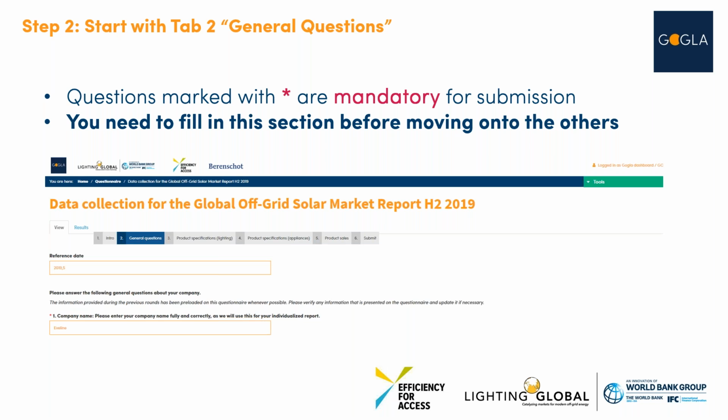So these general questions marked with an asterisk are the ones that are mandatory. You will need to have these completed before you can move on to another section. So here at the top, once you're logged in, this is what you will see. Here at the top, you will see the different sections.